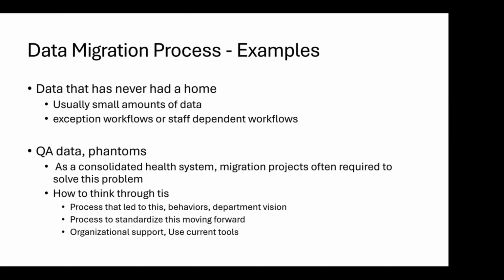circumstance, how we thought through it was, what were the processes that led to this behavior? Again, think staff-dependent workflows or whatever that organization had at the time. They used the tools they had, very common. What was that department's vision? Did that leadership have a really robust QA platform and QA process, or did they not? Once we understood what happened, we went back to the governance group, had them standardize on how we should move this forward, had to get organizational support. Current tools was a good way to figure out, hey, we can do it this way now, as opposed to how it's always been done.